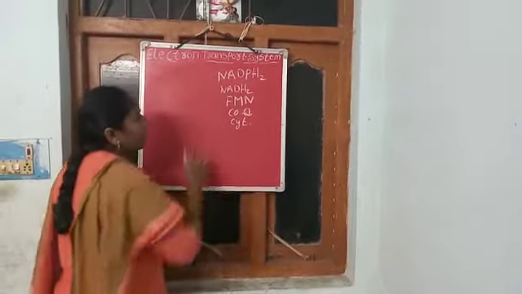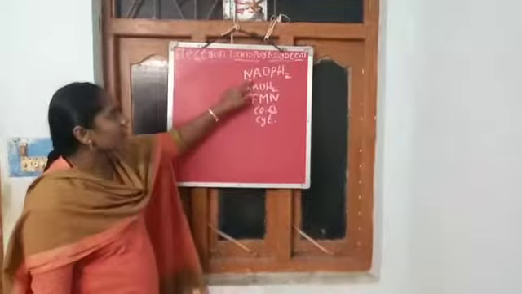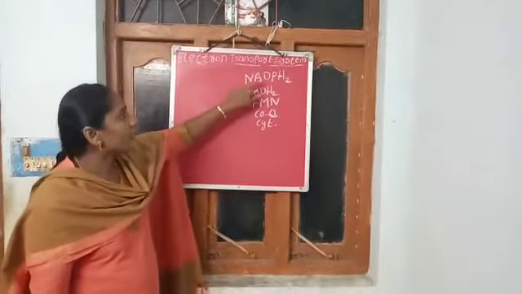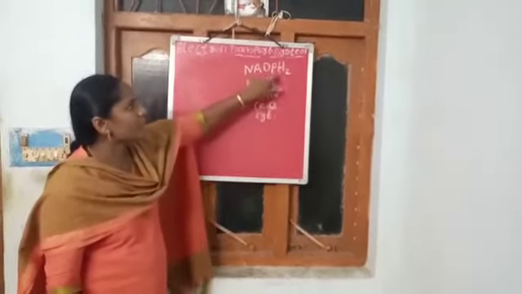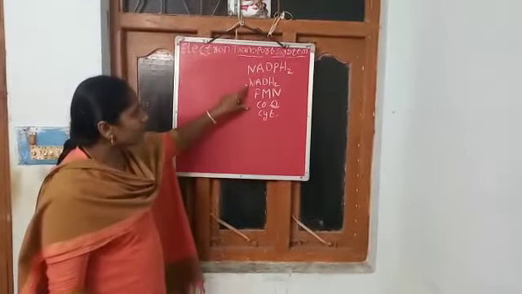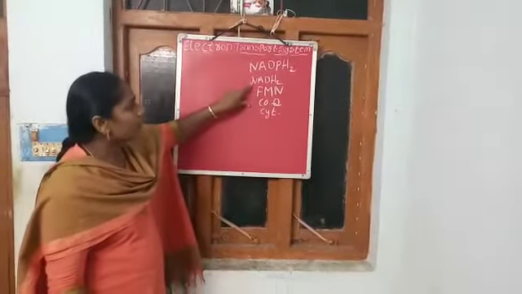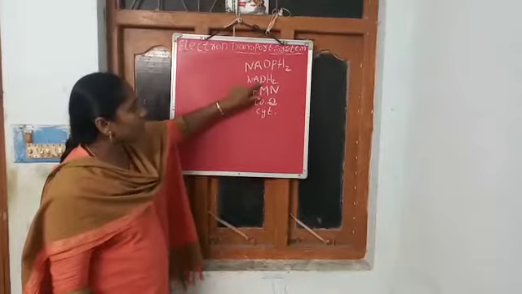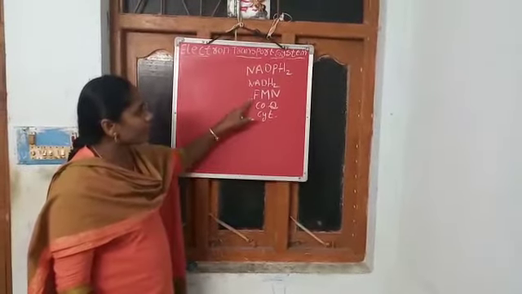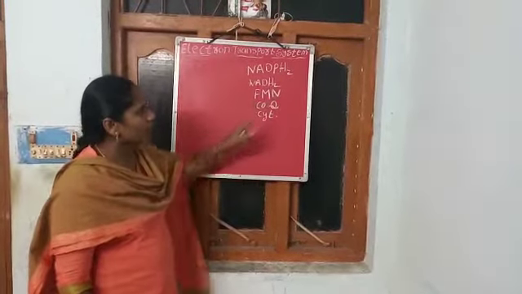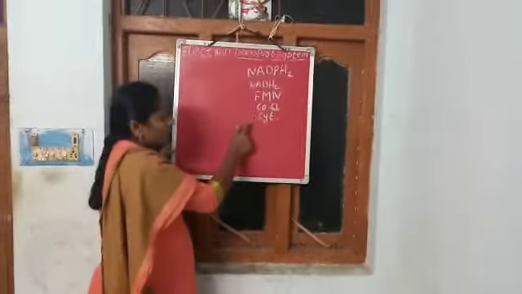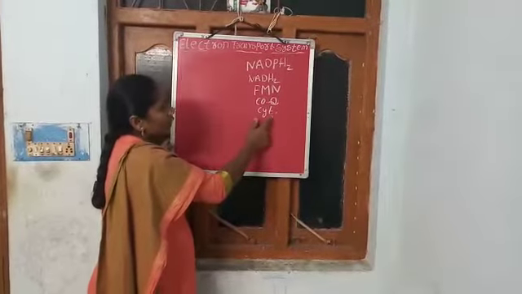NADPH2 means nicotinamide adenine dinucleotide phosphate hydrogen. Next, NADH2, nicotinamide adenine dinucleotide hydrogen. FMN means flavin mononucleotide. Coenzyme Q, and CYT means cytochromes.